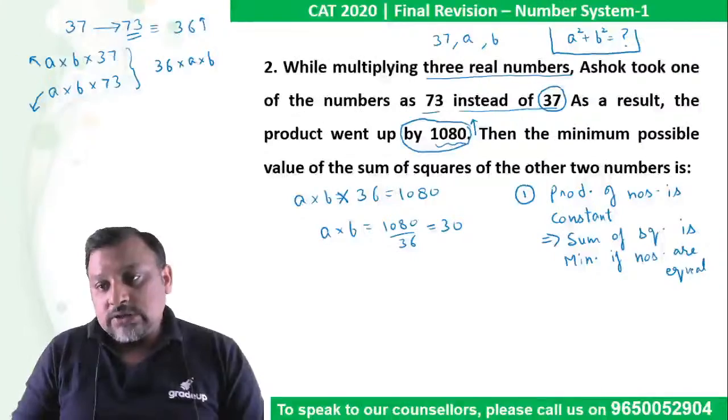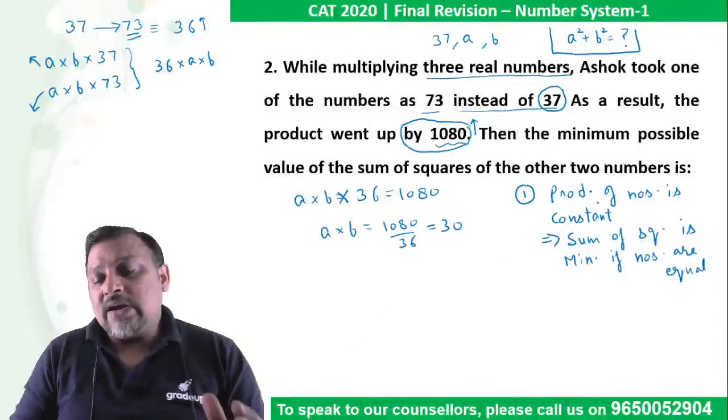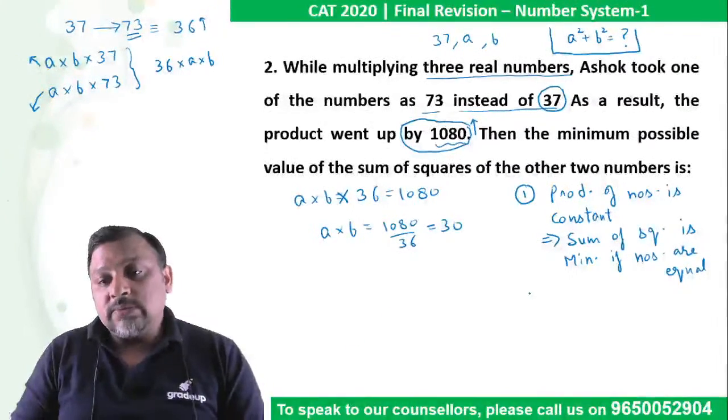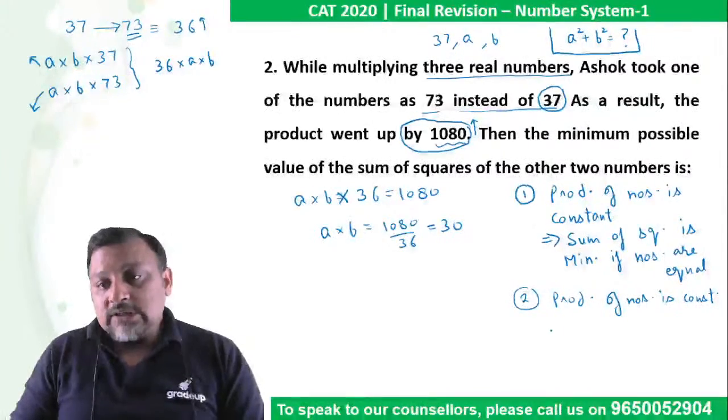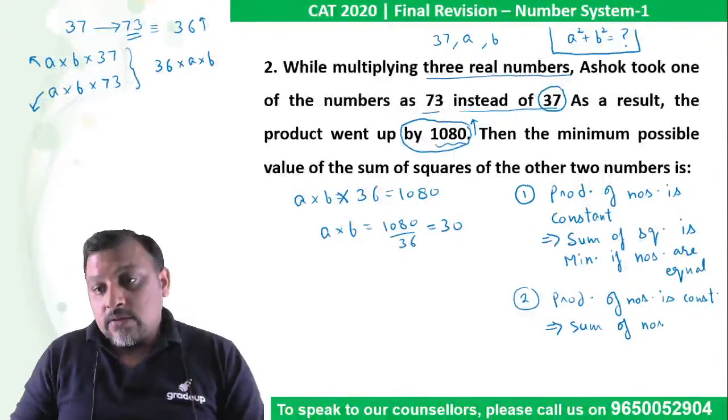This is the concept. And there are two more concepts like this. One more concept is that if the product of numbers is constant, see, all this is valid for positive numbers, then the sum of numbers is minimum if the numbers are equal.